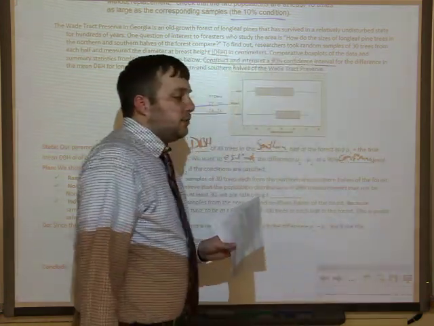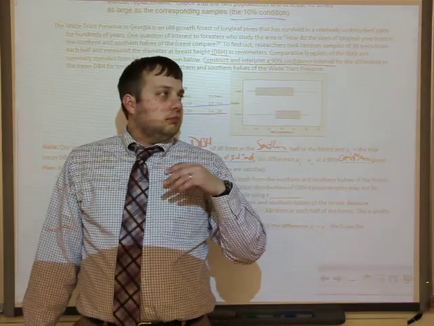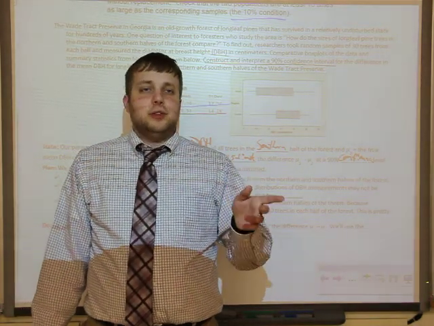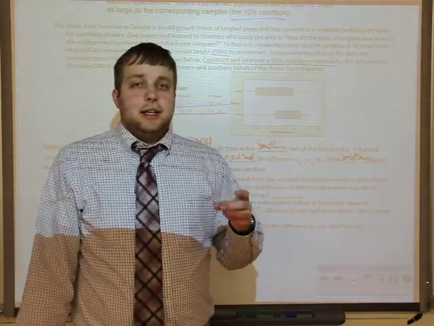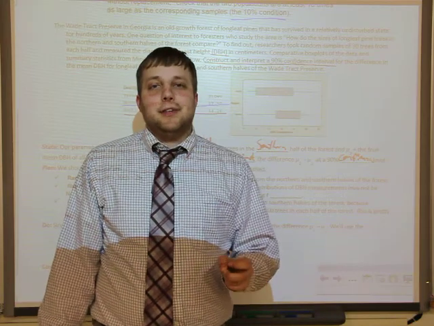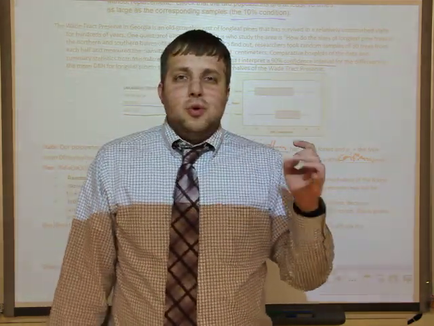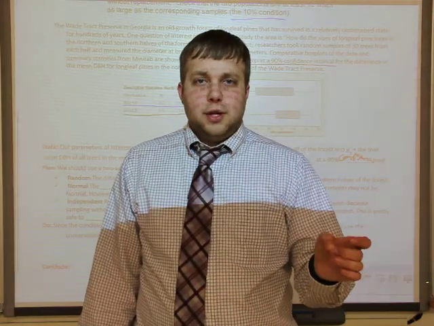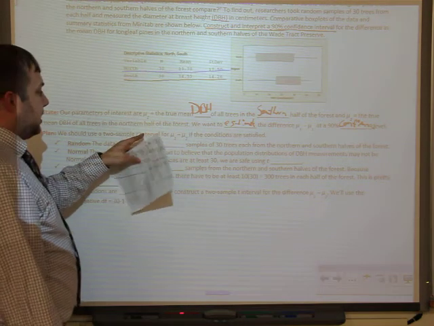Now remember, we're no longer going to say you have to do the 4-step process. If you're asked to get a confidence interval or do a significance test with your H0 and HA, you just do it. Do a 4-step process. Plan: we should use a 2-sample t interval.